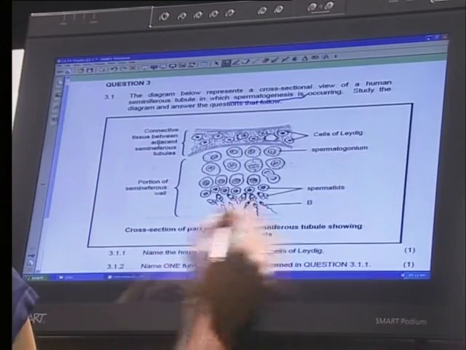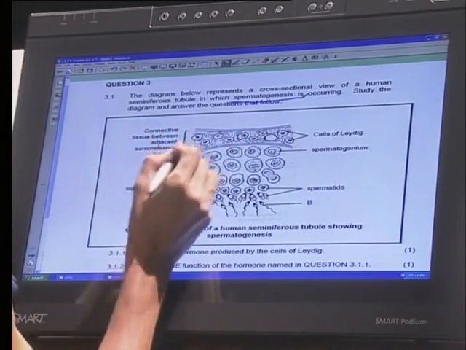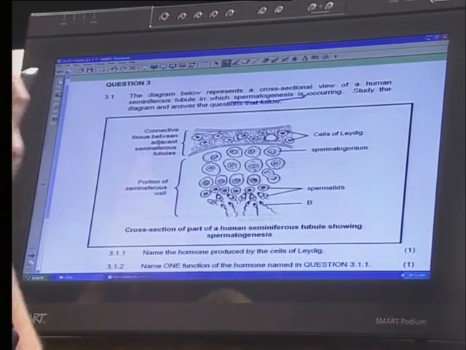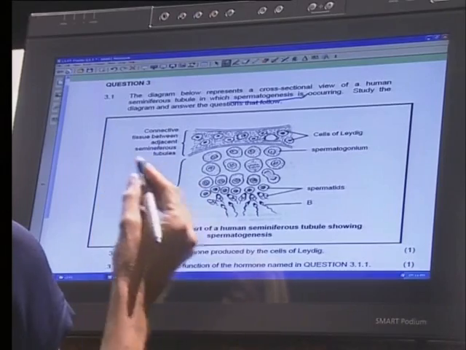So this is what this diagram is. It shows you the connective tissue between the adjacent seminiferous tubules, because remember the seminiferous tubules are all interwoven. It's like if you took a ball of wool and unraveled it and made it into a clump. It's just like a big mush of wool. Each wool piece would be a seminiferous tubule.